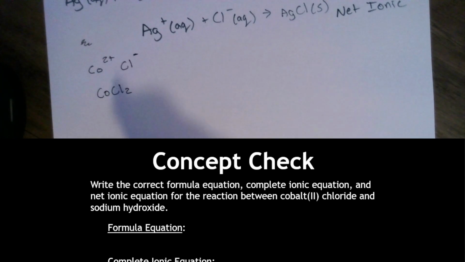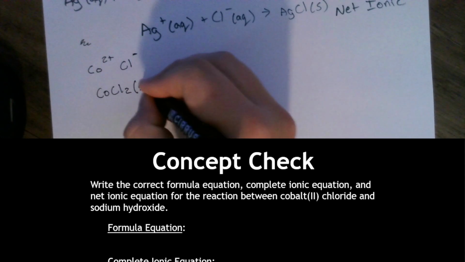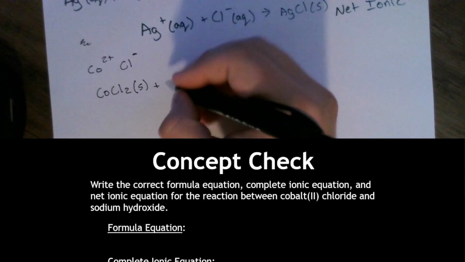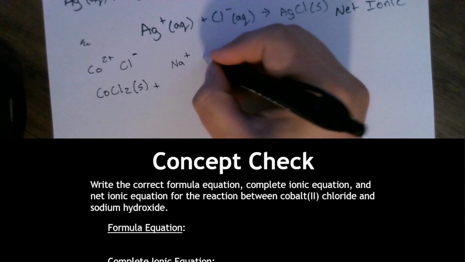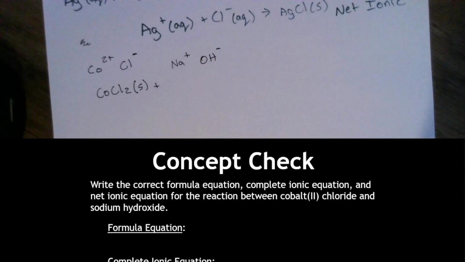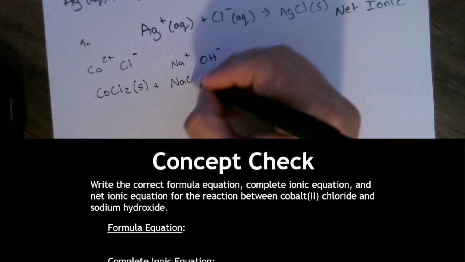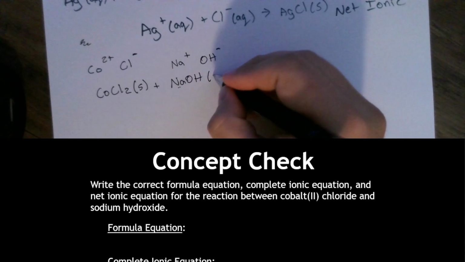Now I need to decide on its state of matter. I don't see any of those 4 things that would make it aqueous, so I know it's solid. And that's going to mix with sodium hydroxide. Sodium is Na, charge plus. Hydroxide is a polyatomic ion, OH minus. They both just have a 1 charge, so they just make NaOH. It contains Na, so it is aqueous.